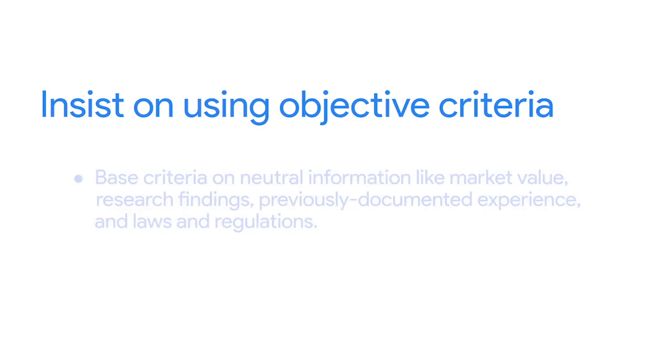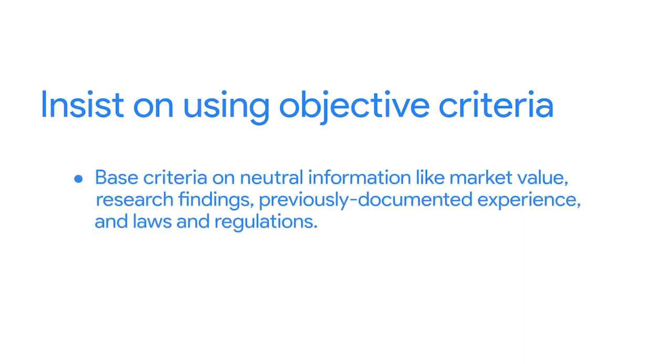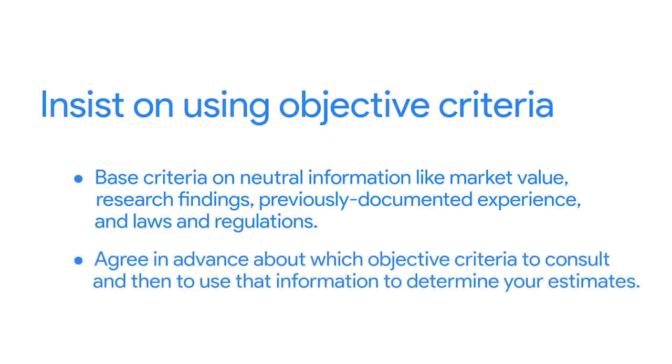The last technique is to insist on using objective criteria to define a time estimate. Objective criteria is based on neutral information, like market value, research findings, previously documented experience, or laws and regulations. When you use objective criteria, you're basing the agreement on known or shared principles. The key is to agree in advance about which objective criteria to consult, and then to use the information to determine your estimates. You might have an expert who insists on following their instincts when coming up with time estimates. If you ask them in advance to provide clear, objective data that supports their instincts, you can get them to arrive at a more accurate estimate.